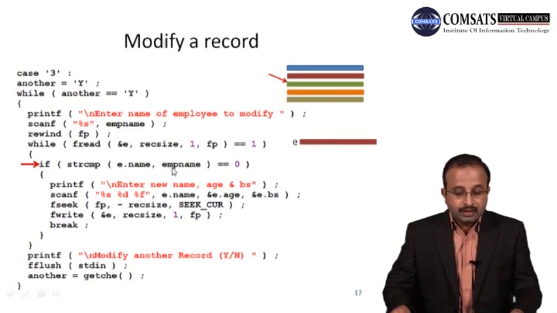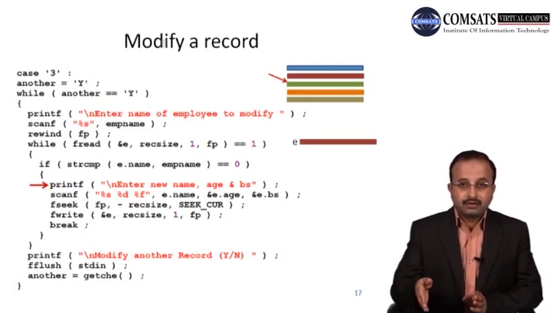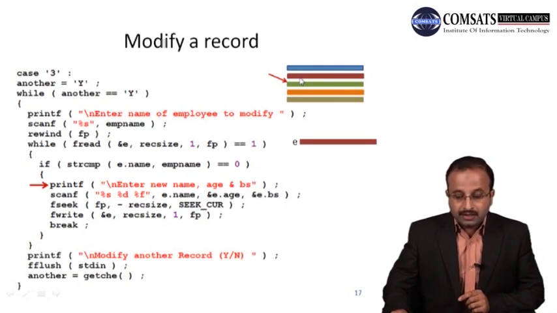If they are the same, then string compare returns you 0. If they are not, string compare returns any non-zero value, then this condition is false. So let's say they are the same. So we want to modify this record, that is the second record. ठीक है, so file pointer अभी third record को point कर रहा है because after reading the record, file pointer points to the next record. So you have read this second record, उसको आपने E में रख दिया है, and the file pointer points to the next record, that is the third one.